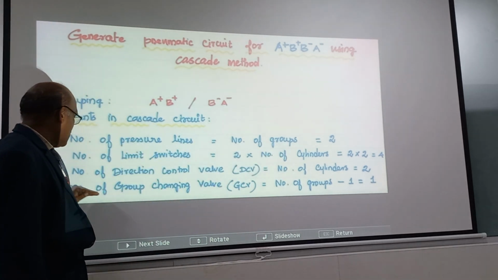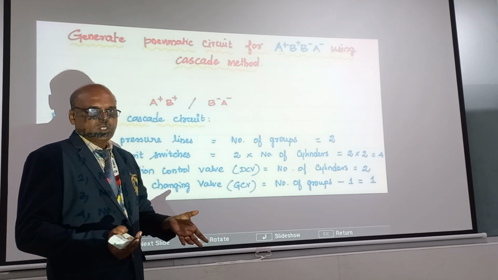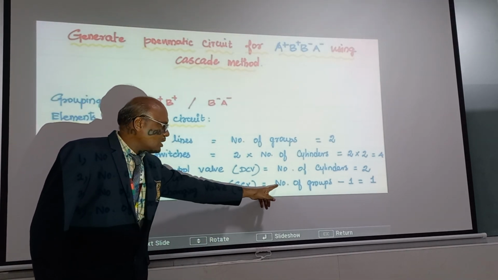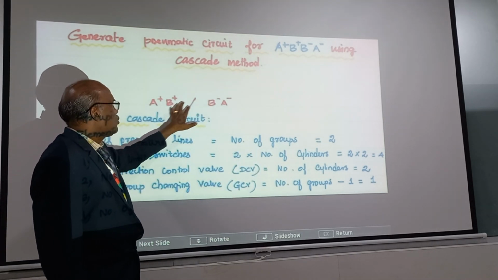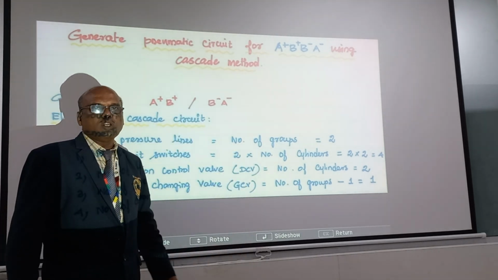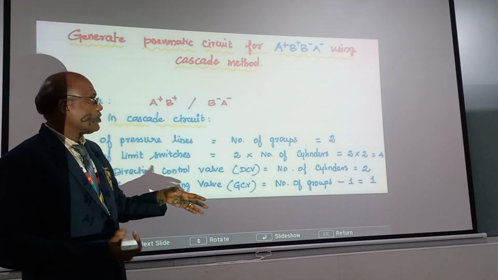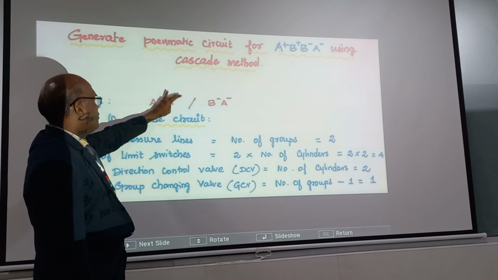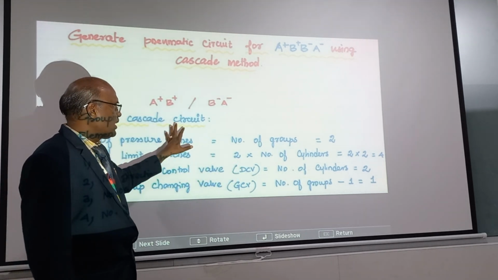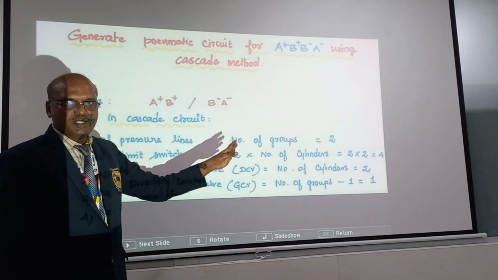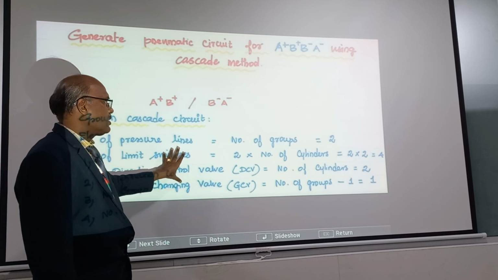Last, the number of group changing valves, or cascade valves. How many are required? That is the number of groups minus 1. We have 2 groups, so 2 minus 1 equals 1. One group changing valve is enough to control all the other valves. This is the basic formula before starting the cascade method. If you make any mistake here, you cannot proceed further and will end up with wrong connections, so you should be careful in creating this.